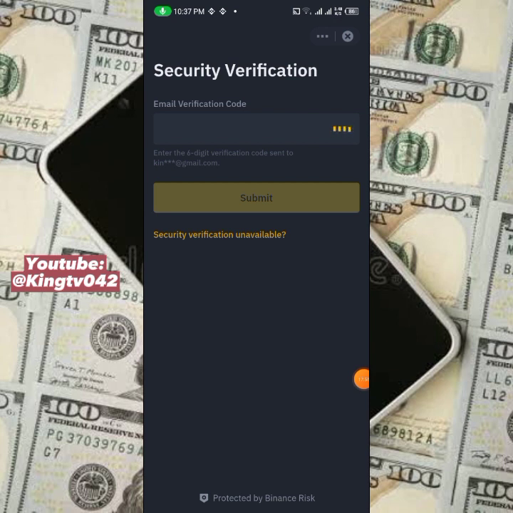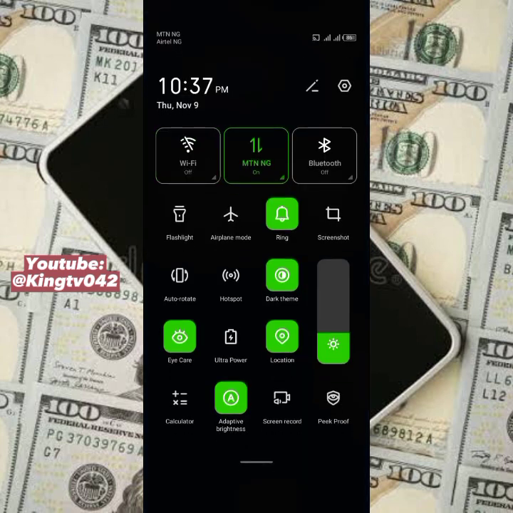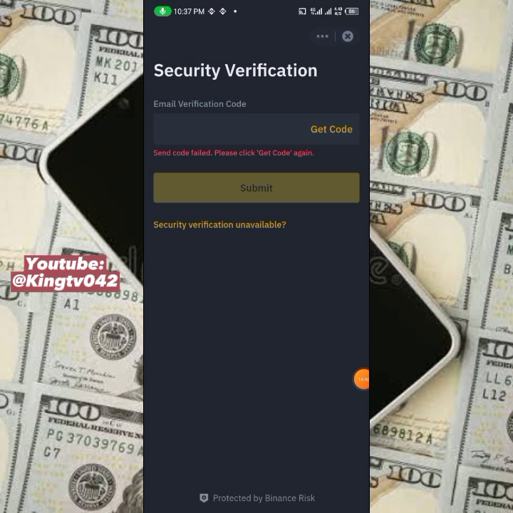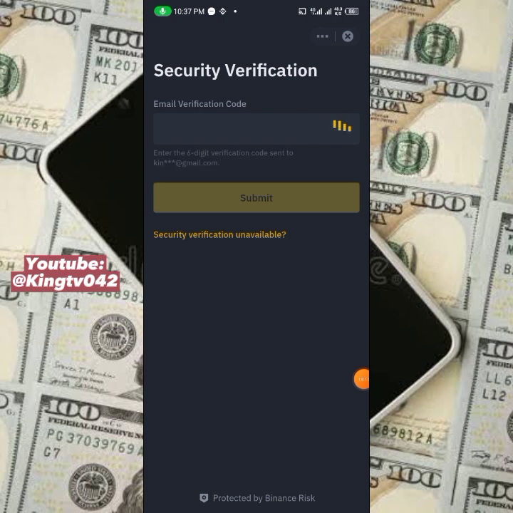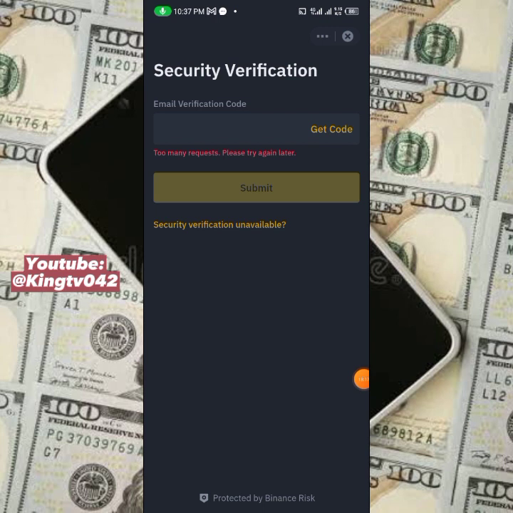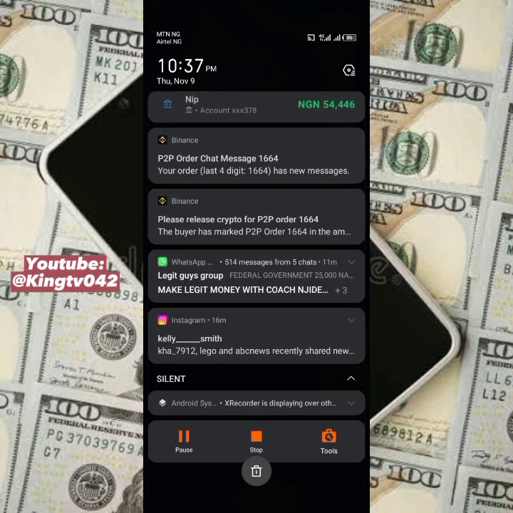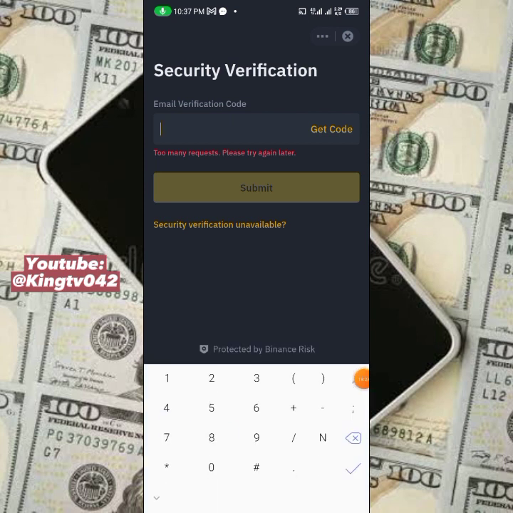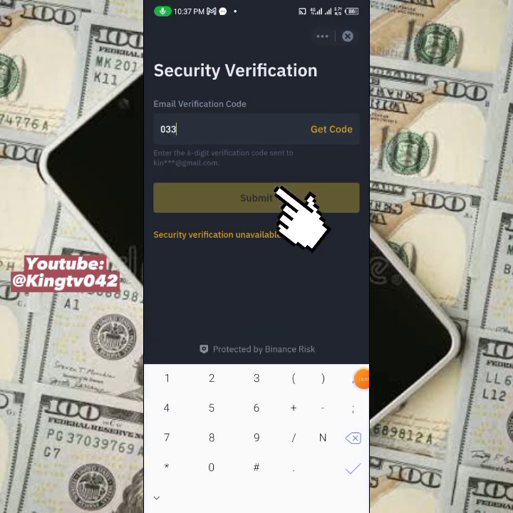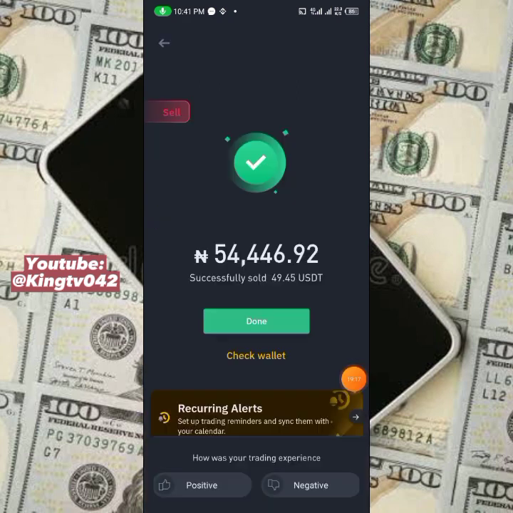So just simply go to your Gmail account and get the code sent to you by Binance. Okay, the code has been sent. So now this is the code. So we have released the asset to the merchant.